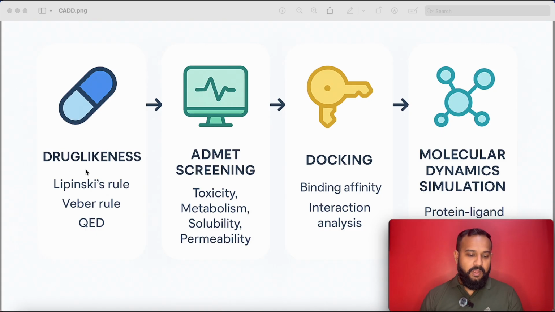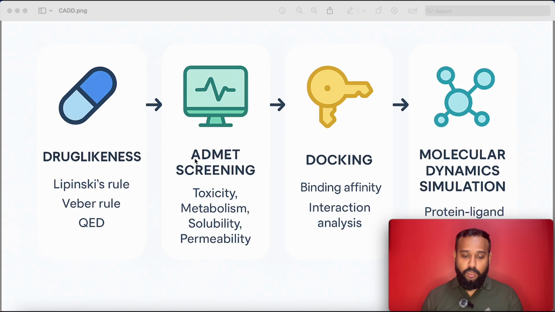You can use Pfizer, GSK, Weber rule, as I have already stated. You can see Ghose rule is there. Lipinski's rule of 5 is the golden rule out there. Then QED is also there. After doing the drug likeness of a particular chemical molecule, you will go on to your ADMET.